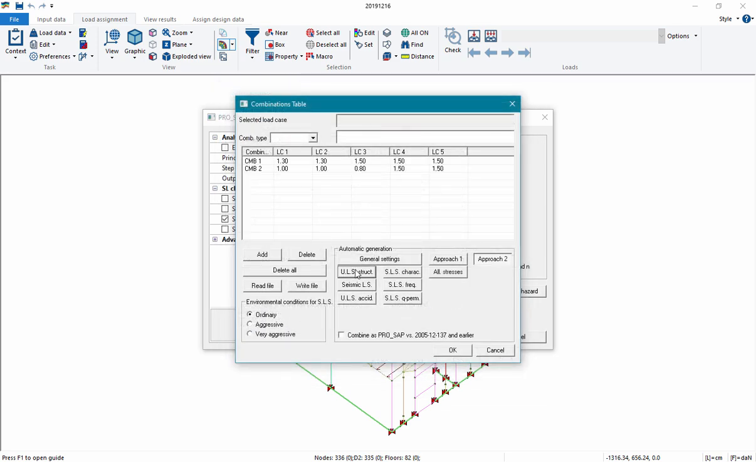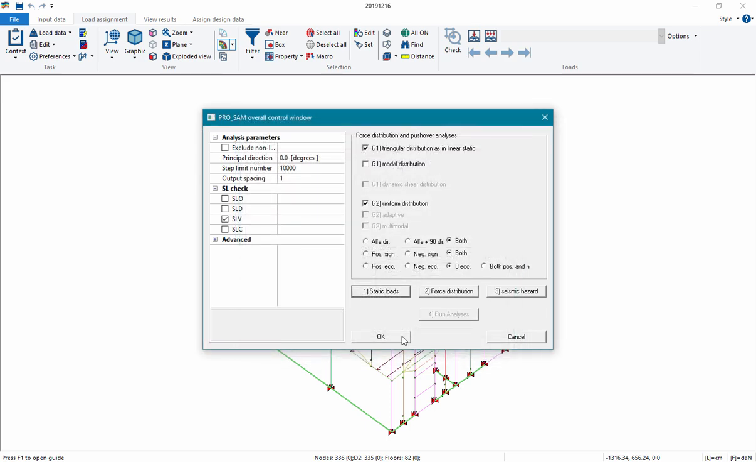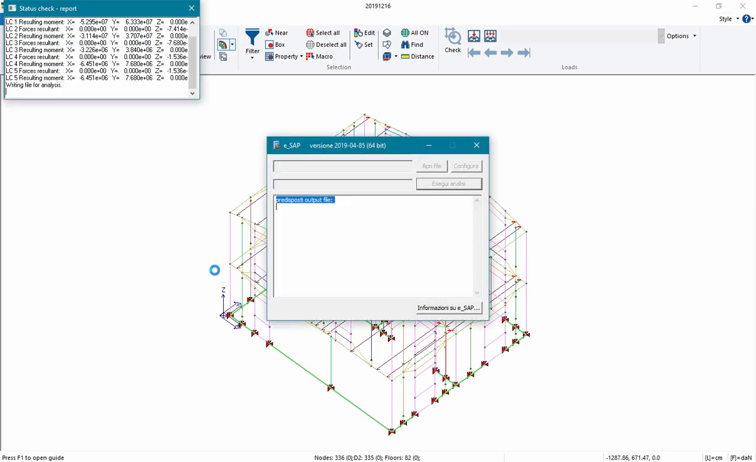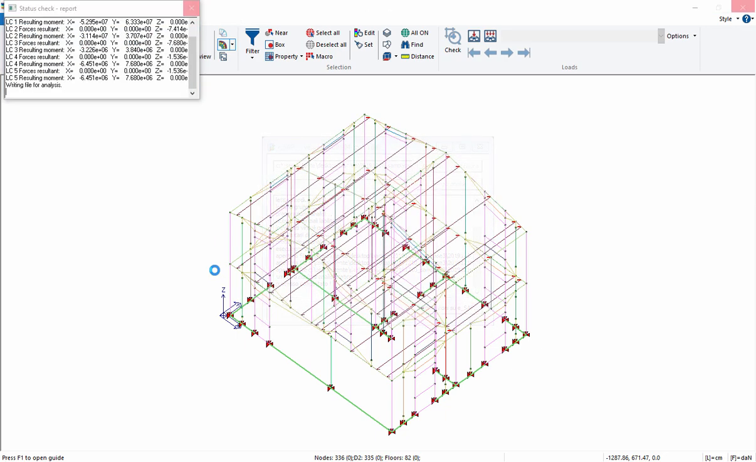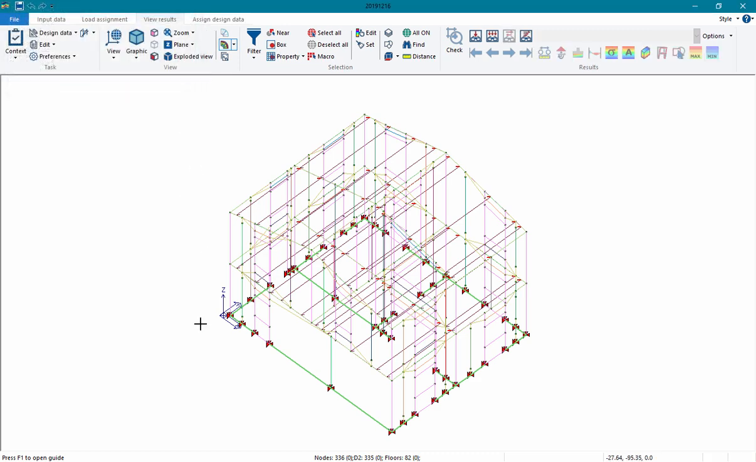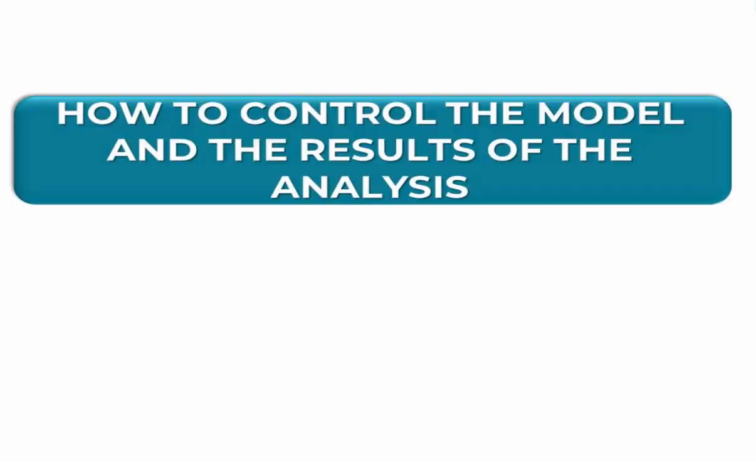With this command, we automatically define ultimate limit state load combination. So as I told before, we are not going to define seismic action, but we will run analysis and we will check the results. We want to understand if our model is correct or if we have some mistakes or problem in the model. To do this, I will check displacement and action on structural elements.